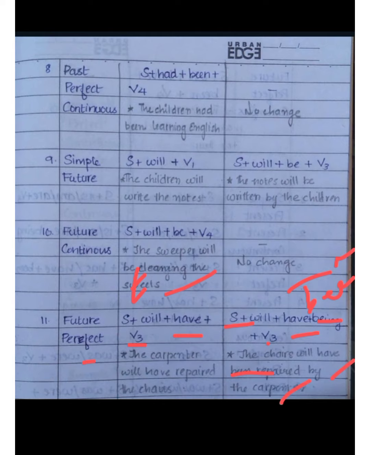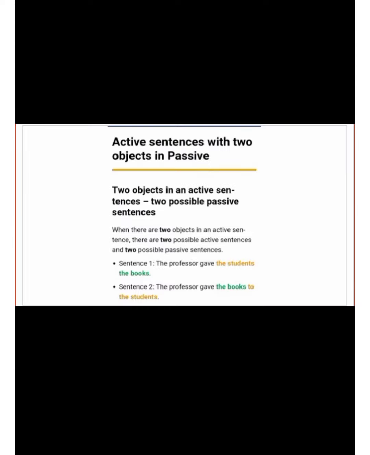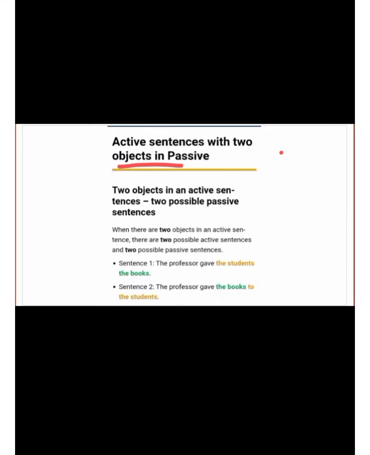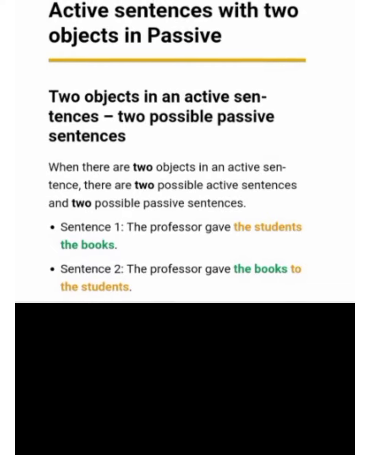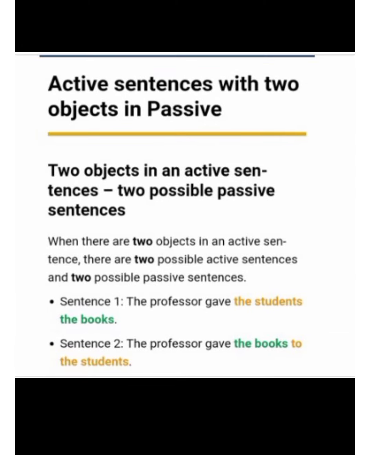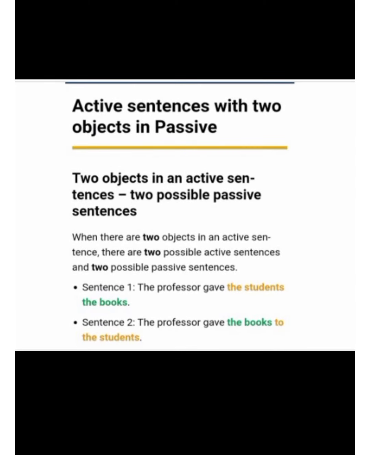Okay, children. Then, if there are two objects in an active sentence, two possible passive sentences can be formed. So here you can see the example. When there are two objects in an active sentence, there are two possible active sentences and two possible passive sentences. So here you can see sentence 1, the professor gave the student the books, and sentence 2, the professor gave the books to the students. So here two objects are here. Okay. So two active sentences like this.